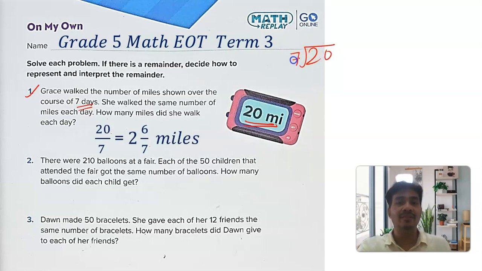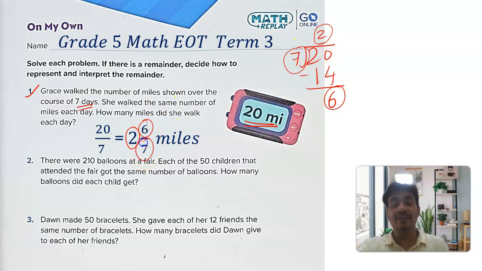20 divided by 7. 7 times 2 is 14. And then minus, and this is 6. We are going to write this as a mixed fraction. So the answer is 2, which is the quotient, 6, which is the remainder, and 7, which is the divisor. We write this as a mixed fraction because the quantity is miles.